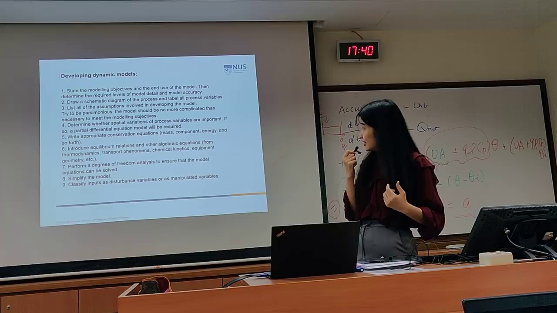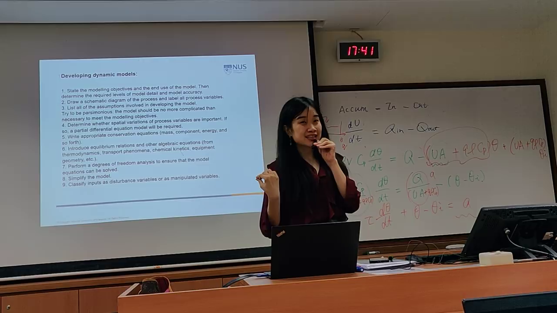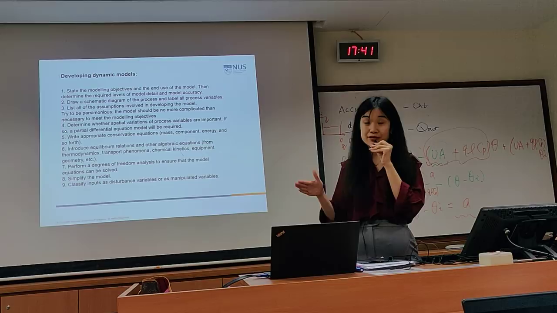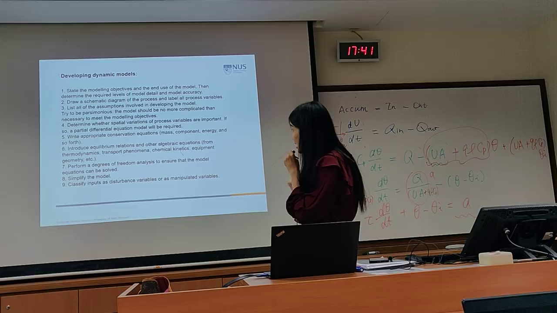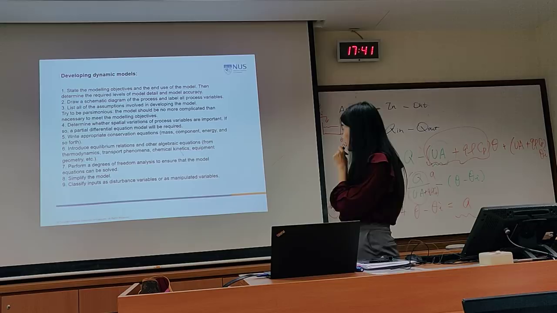So the first step is to determine whether the spatial variation of process variables is important. Because in the basic case we showed you, it's always perfect mixing. But in a new case, normally you have this spatial difference as well. So you may end up with a PDE sometimes because you consider the spatial difference. That's the level of complexity you will keep in mind when you design your model. And then you need to write the proper conservation equations for mass, component, and energy, and then introduce the equilibrium relations you can add to the system.